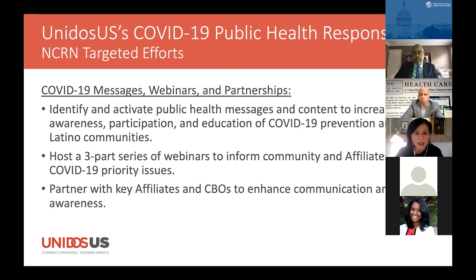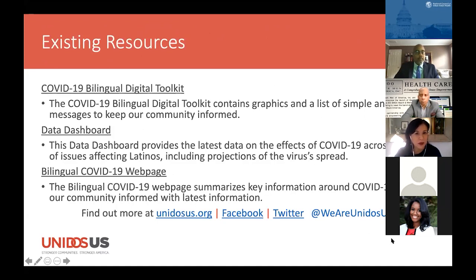So with that, on the last slide is just some existing resources that we've created. If you go to our webpage, we have a bilingual digital toolkit already in play that has graphics that you can take, and they're very simple to push out. We also have created a data dashboard that provides the latest data on COVID across a range of issues that are affecting Latinos, including projections of the virus spread. And then, our webpage is both in English and in Spanish, as well as a number of research papers that can help provide numbers and data and information that we can also amplify with the network and all of you today.